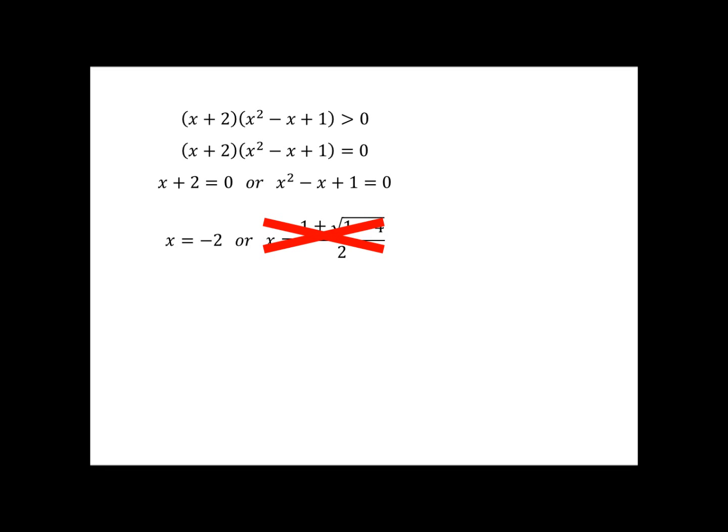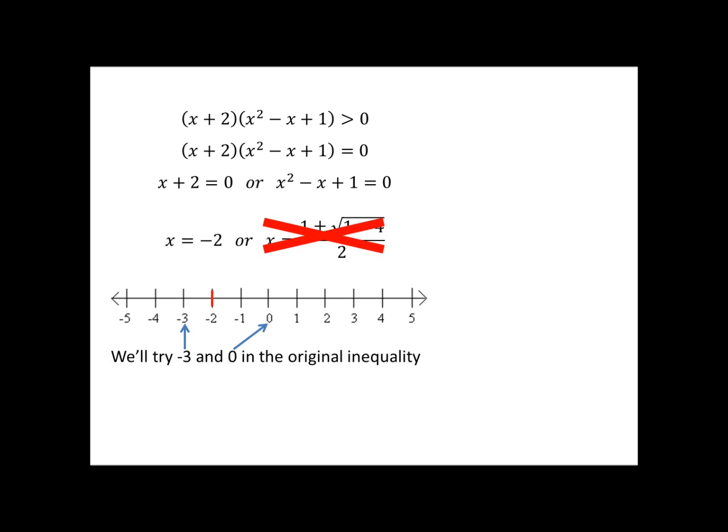So we only have x equals negative 2 to deal with. We get two regions, all the numbers before negative 2, all the numbers after negative 2. I'm going to choose the test numbers negative 3 and 0. 0 is always a good one to try. I'm going to plug them into the original inequality and see which one is greater than 0, which one's less than 0. Maybe they'll both work.